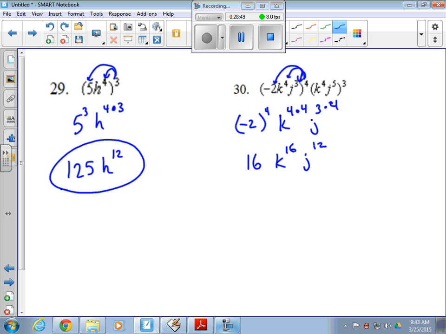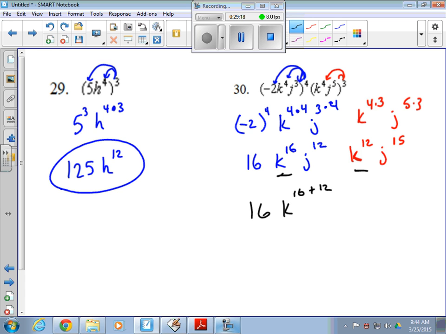When we do the same with the other term, everything gets raised to the 3rd power. K to the 4 times 3, and j to the 5 times 3, which is k to the 12th, j to the 15th. Then you're multiplying all of these bases. K and k, you add 16 plus 12. 16 comes down, and j and j, you're adding 12 plus 15. So you wind up with 16 k to the 28th, j to the 27th.